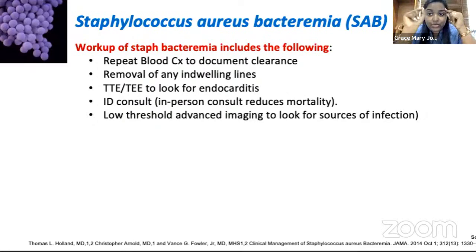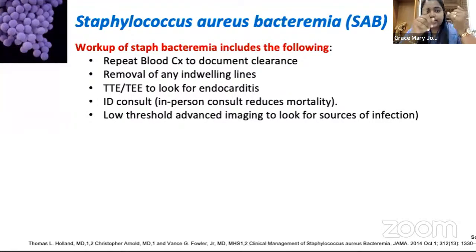So you have to document clearance. If on day 1 the patient has bacteremia, day 3 the patient has bacteremia, but day 5 it shows no bacteria, then from day 5 onwards you usually give 14 days. That's how you treat an uncomplicated bacteremia.